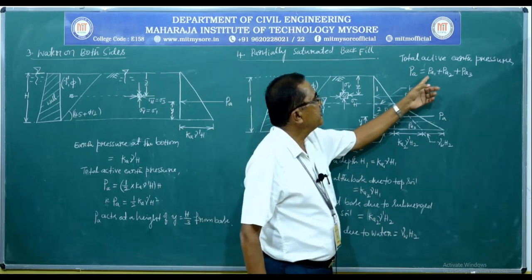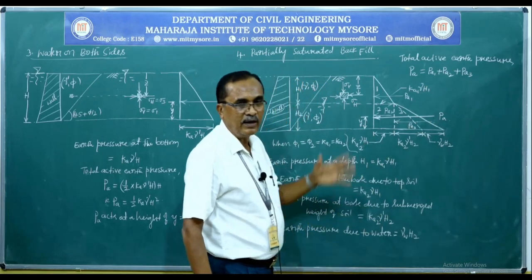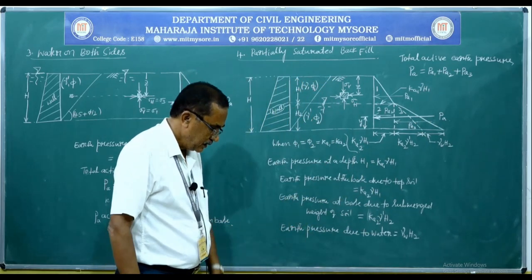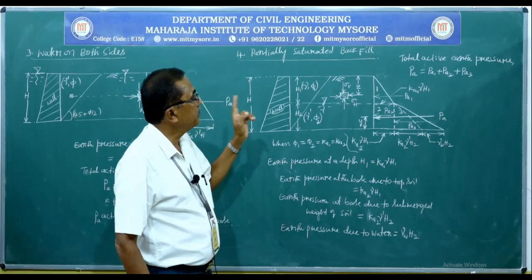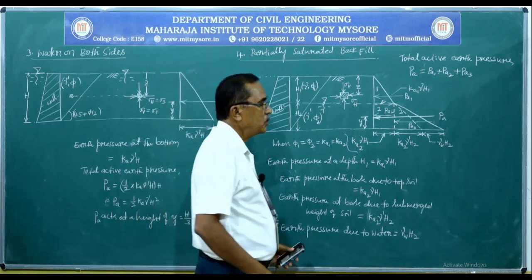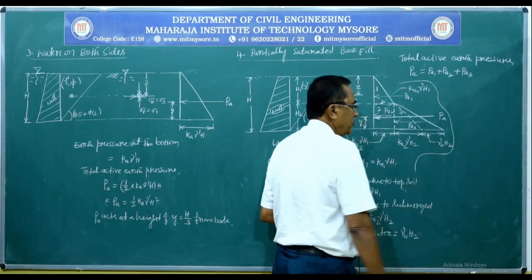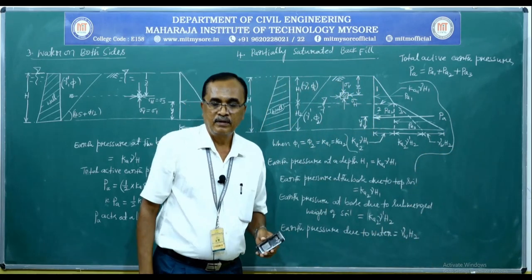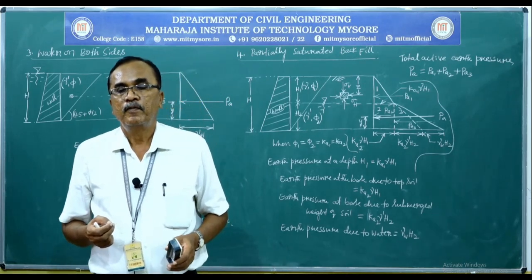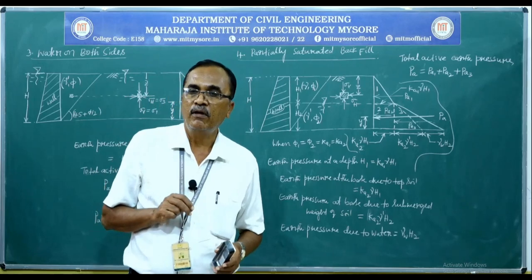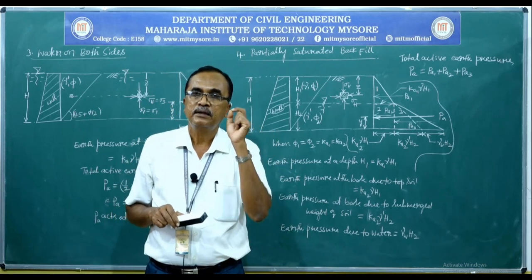We can easily calculate the area of this triangle, rectangle, and these two triangles. We already did that in the previous case. Next, to find the point of application of this earth pressure, we need to use Varignon's theorem concept. What does Varignon's theorem state? It states that the algebraic sum of the moments of all the forces about a point is equal to the moment of the resultant force.